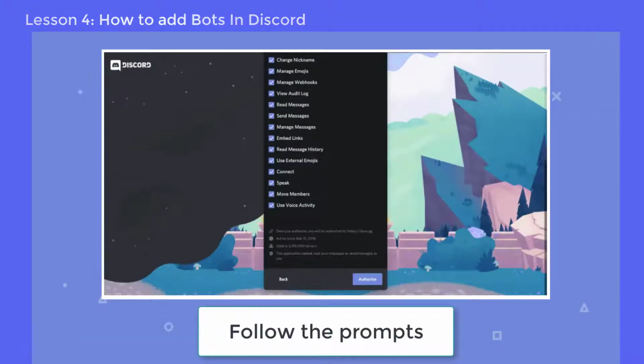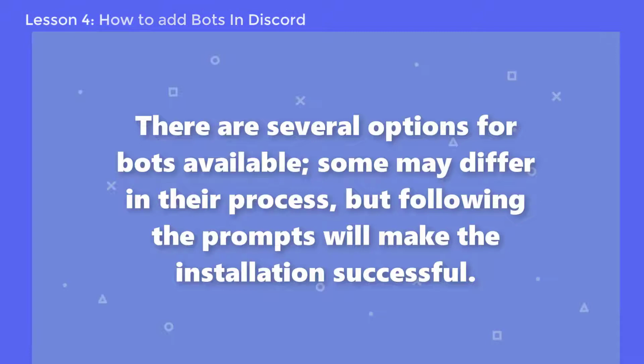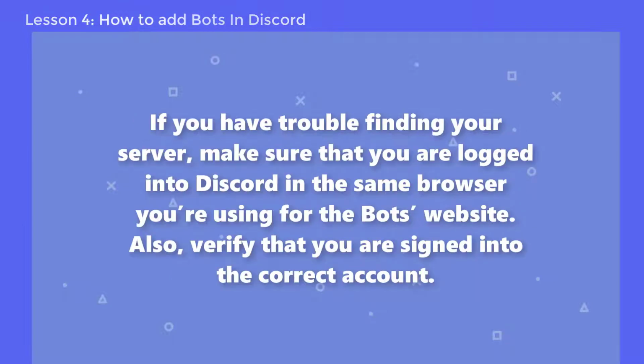Follow the prompts. This will take you through a series of permissions, and it will ask for administrator access, which is why step 1 is so important. Authorize the bot and complete the CAPTCHA. There are several options for bots available. Some may differ in their process, but following the prompts will make the installation successful. If you have trouble finding your server, make sure that you are logged into Discord in the same browser you're using the bot's website. Also, verify that you are signed into the correct account.